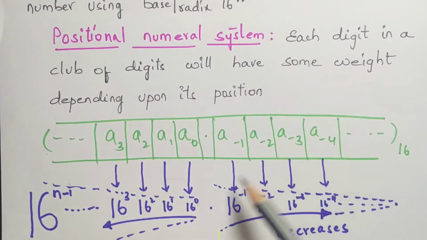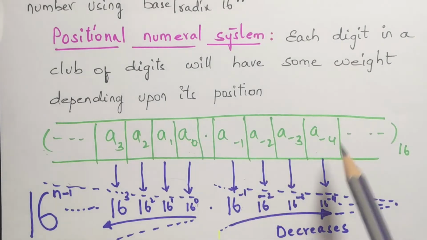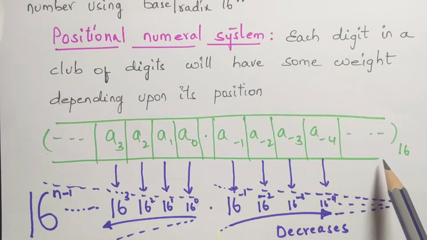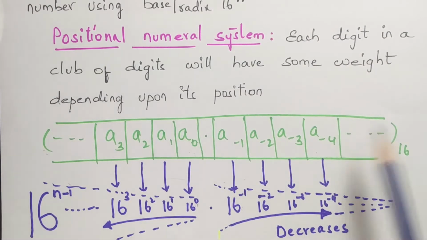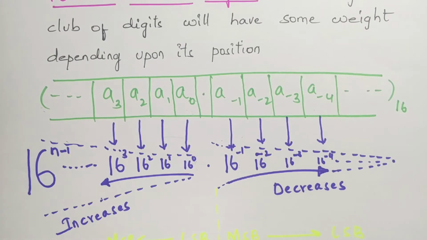In the fractional part, as you can see, the digit at the MSB has the highest weight and the digit at the LSB will have the least weight. It means from MSB to LSB in the fractional part the weights of the digits will go on decreasing.